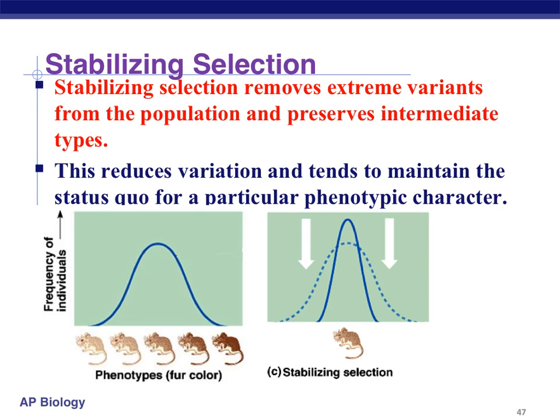It means that this entire population is going to be made up of mice that look like this little guy. So it reduces variation, and it tends to maintain the status quo, for lack of a better term, for a particular phenotypic character. So everyone looks like him. We don't have a whole lot of variation in this population.